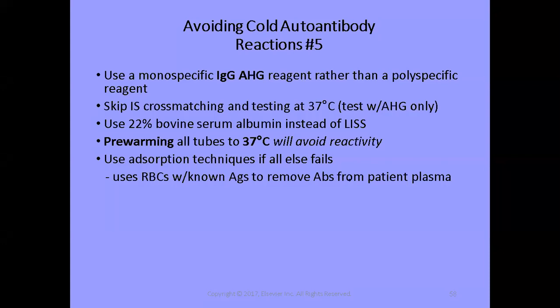If this doesn't work, there is one last thing we can do, the technique called adsorption. And adsorption basically is where we use red cells that have known antigens to help remove antibodies from patient plasma. And we're going to talk more about that next.